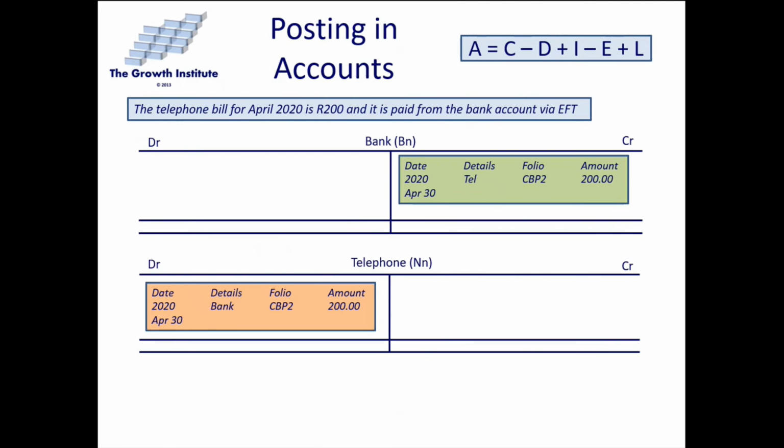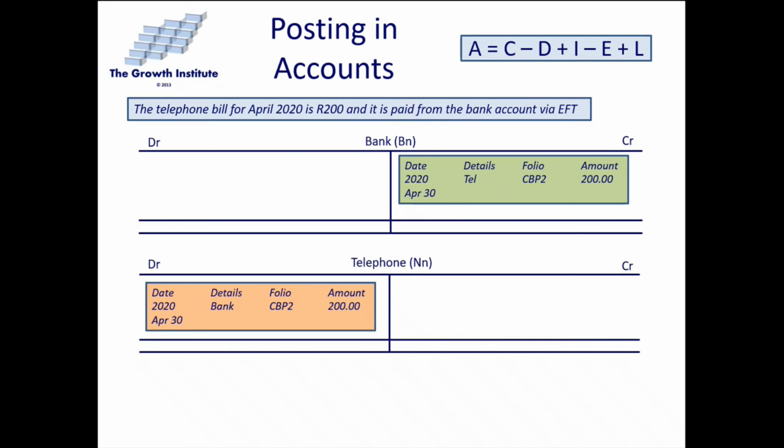So let's have a look at how this works in practice. Once again, I'm now going to show you how we post the accounts. I've got my accounting equation there again on the right-hand side. And now this is what's happened. The telephone bill for April 2020 is 200. I think I must change this and make it 2000, because it's been a long time since I've seen a 200 Rand telephone account. But yeah, let's stick with it. The telephone bill for April 2020 is 200 Rand and it is paid from the bank account via EFT.